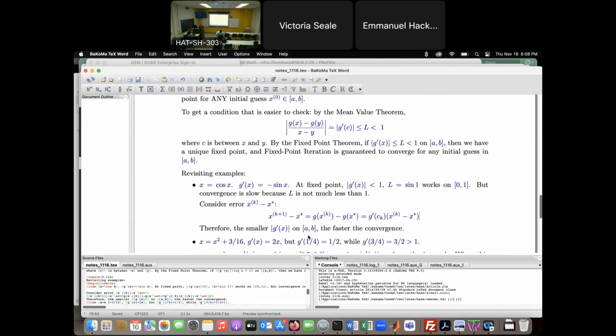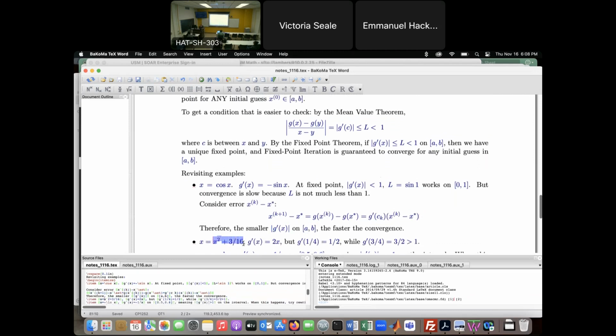Second example, x equals x squared plus 3/16. All right, so this is our g of x. So the derivative is 2x. Now, if I substitute both of my known fixed points into the derivative, well, g prime of 1/4 is 1/2, so that's fine, it's less than 1. But g prime of 3/4 is greater than 1. So that's why it was not possible to get convergence.